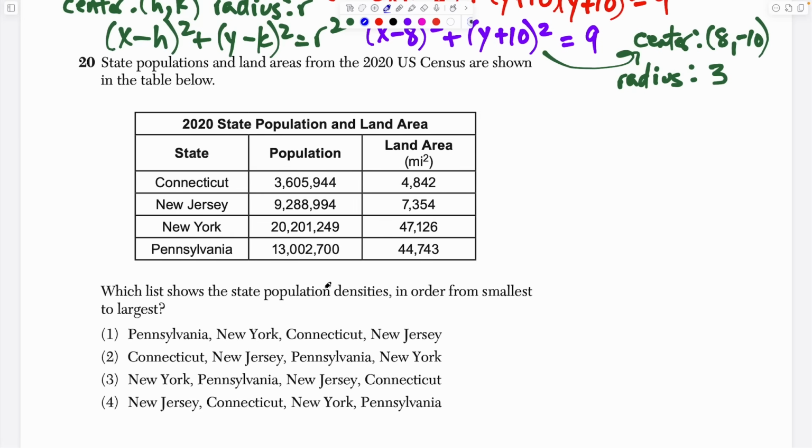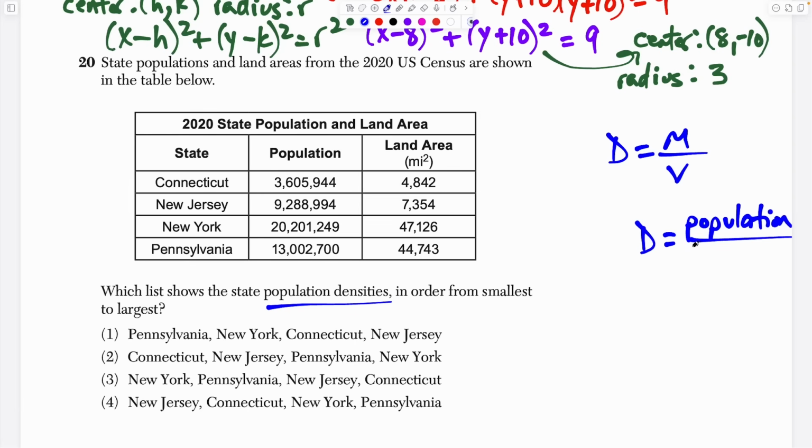When I hear population density, first I think density is equal to mass over volume. But when we're talking about population density, we're going to have the population divided by land area. It's really just how many people there are over a given land space. That's how we find the population density. So I'm going to make another column here and call this density. This is the population density, but I'm just going to abbreviate it like this.